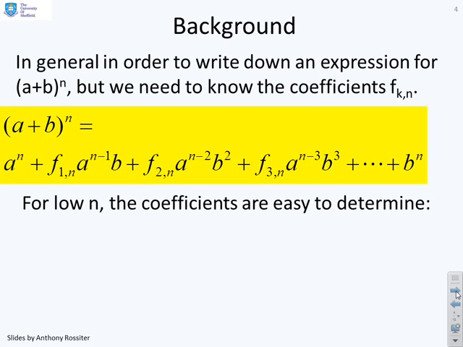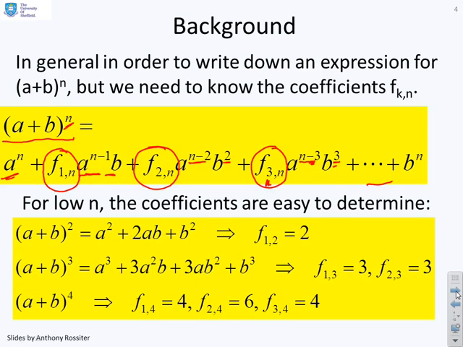Now the background. From the previous video, what we showed is that if you had something like (a + b)^n, you could write it out as a^n times some coefficient which I've called f1n, times a^(n-1) b, plus some coefficient which I've called f2n times a^(n-2) b^2, plus some coefficient which I've called f3n times a^(n-3) b^3, and so on. And you'll notice the indices here. This 3 corresponds to the fact that I've got an n minus 3 and a b cubed, and so on, and the n corresponds to the power there.